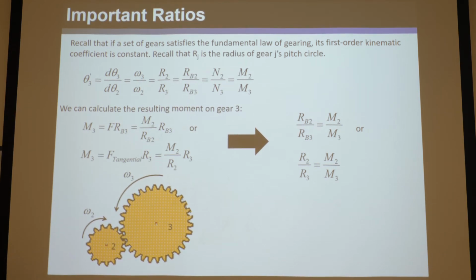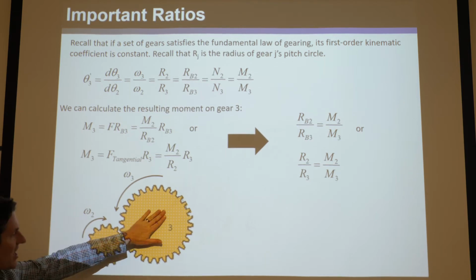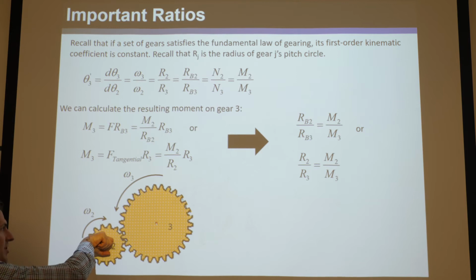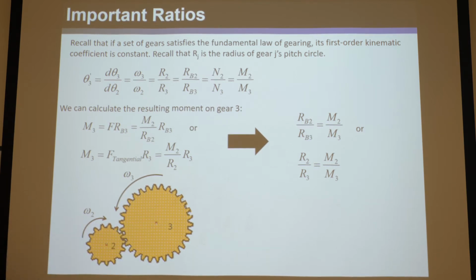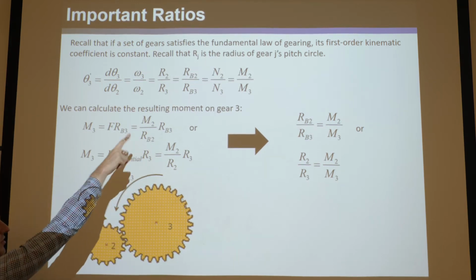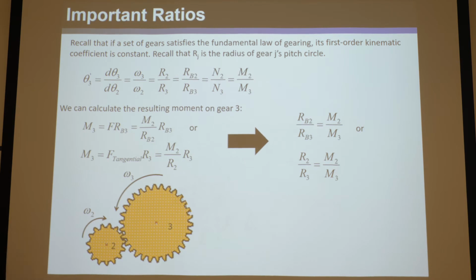So now remember, that ratio is only true for quasi-static scenarios. If you imagine one of these locked down and you're putting an M2 on this and nothing's moving, what is the M3 on that? If this one's bolted down and you crank that, the ratio of those M3 to M2 is going to equal the first order kinematic coefficient.